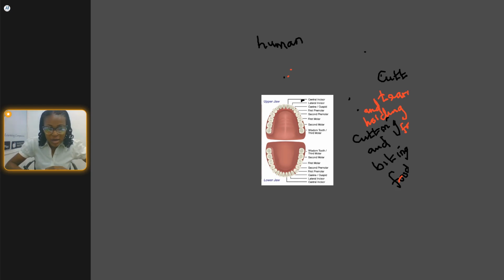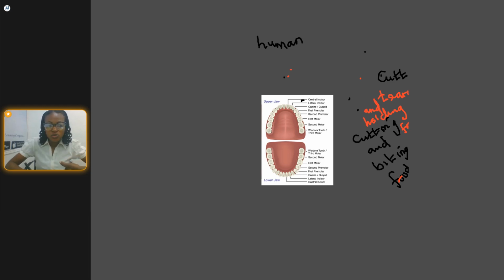So we move to the premolar. The premolar is after the canine. As you can see, we have the first premolar and second premolar. It helps for grinding and crushing food. After you have cut your meat or whatever you want to cut, you chew. It is the premolar that helps you to chew comfortably. So it helps to grind and crush food.